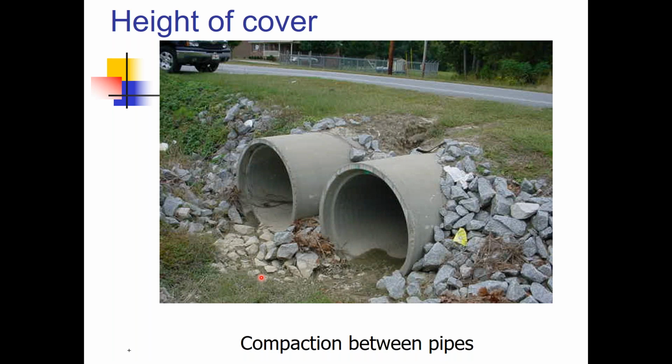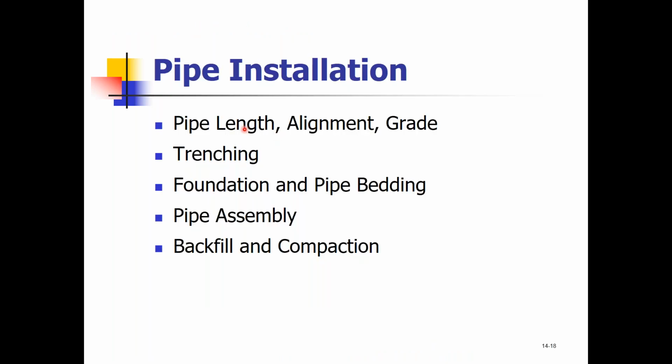In terms of pipe installation, you need to make sure that you have the right length, that it's aligned properly, and that you've got the right grade on it. Make sure that before you go to put your pipe in, your trenching is done, that you've got a foundation and pipe bedding if necessary. And by that, we're actually going to cut out an area underneath the pipe where the pipe is going to lay and fit so it won't slip and won't move.